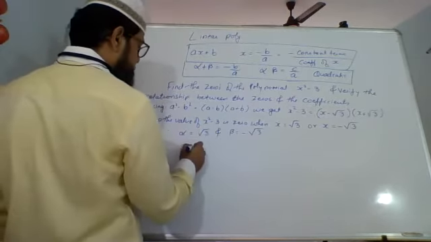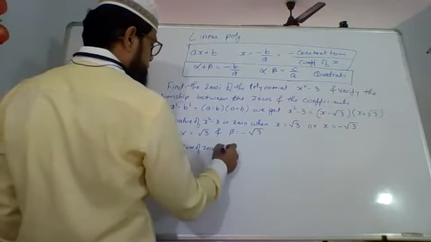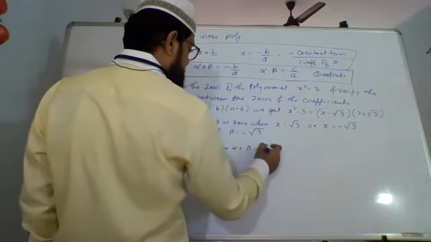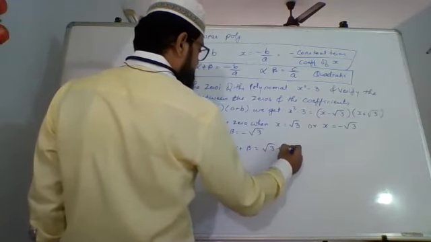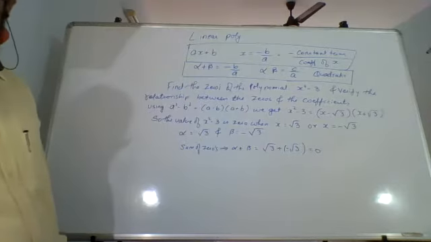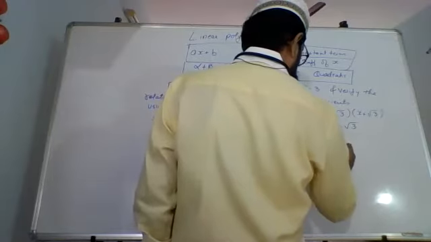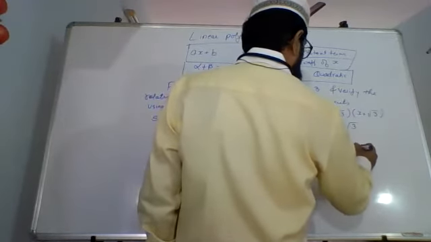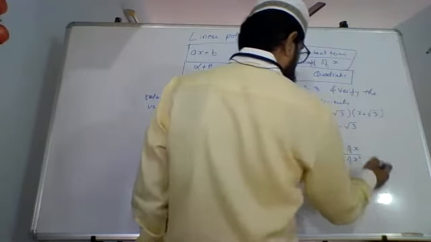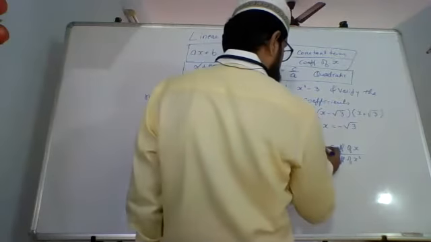So, sum of zeros, that is alpha plus beta equals root 3 plus bracket minus root 3, which is 0, which is nothing but minus coefficient of x upon coefficient of x square.